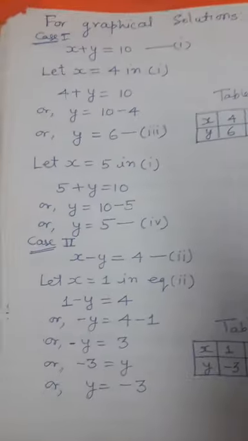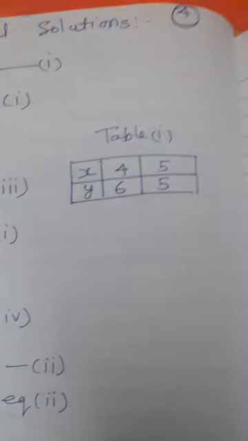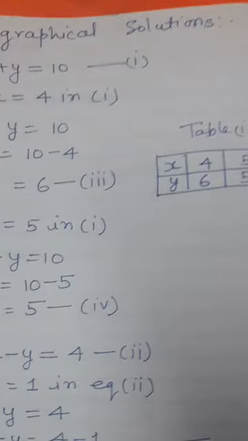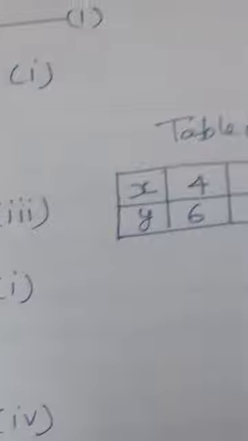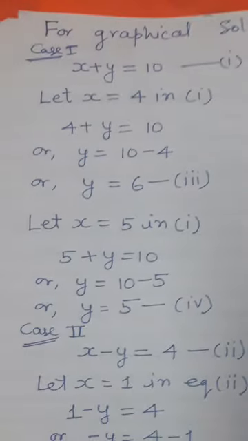So y is equal to 6. Now see, we'll make one table. The table we have drawn here, and we'll write the values. First we have taken the value of x as 4, so in place of x we write this 4. And when we have taken the value of x as 4, we have got the value of y as 6 from equation third.